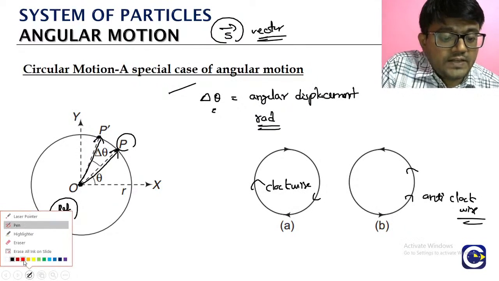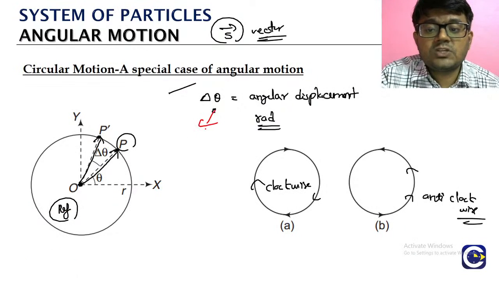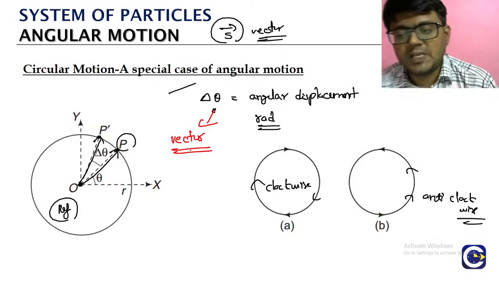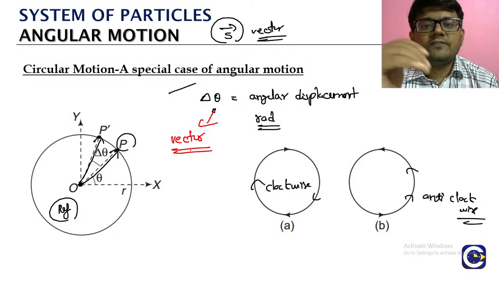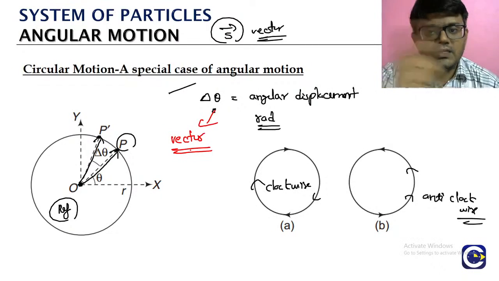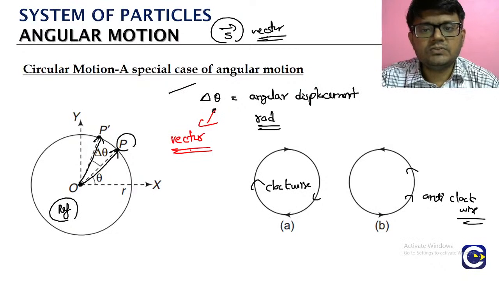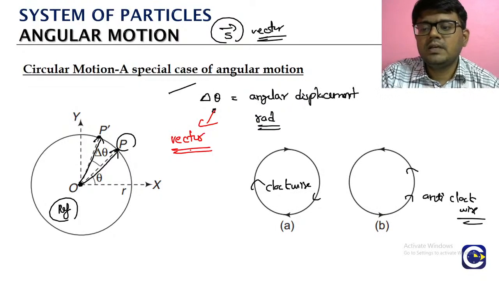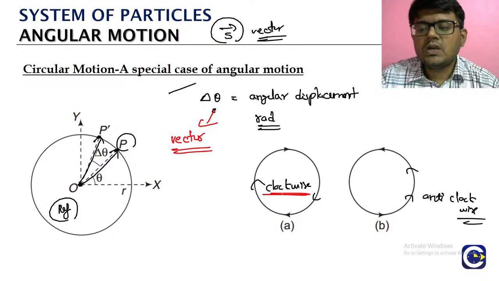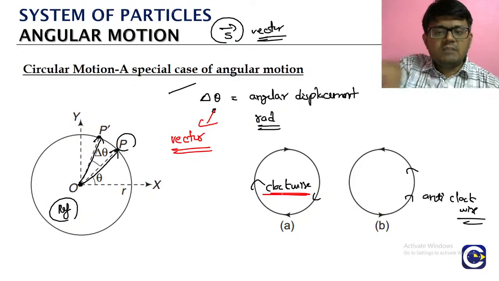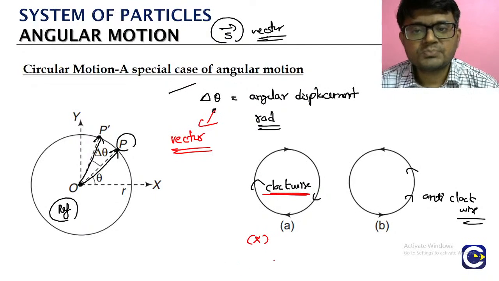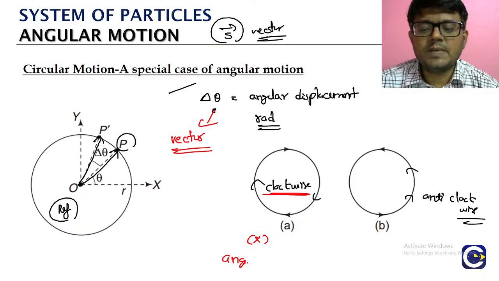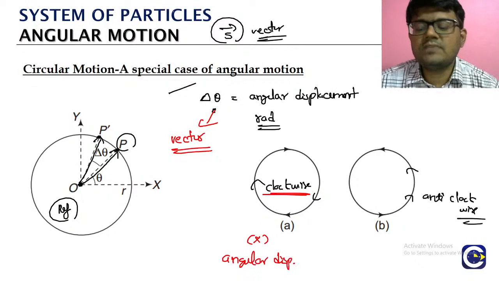It is defined as what? Vector quantity. So angular displacement is not a scalar, it is a vector quantity. How do we give the direction of that angular displacement? Look here. You just have to curl the fingers in the direction of the particle. So for example, this is clockwise. If you are curling your fingers clockwise, how will the thumb be? The thumb will be pointing into the board. That is the direction of the angular displacement.